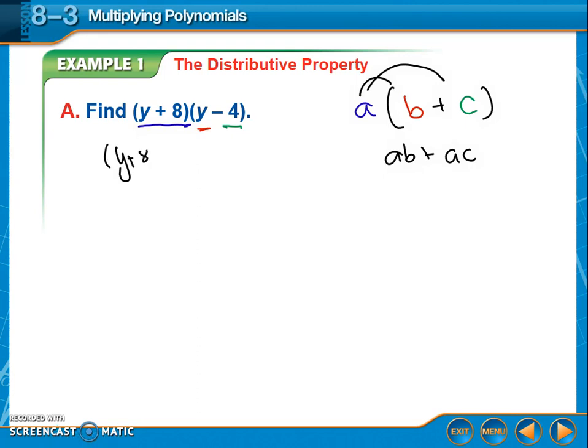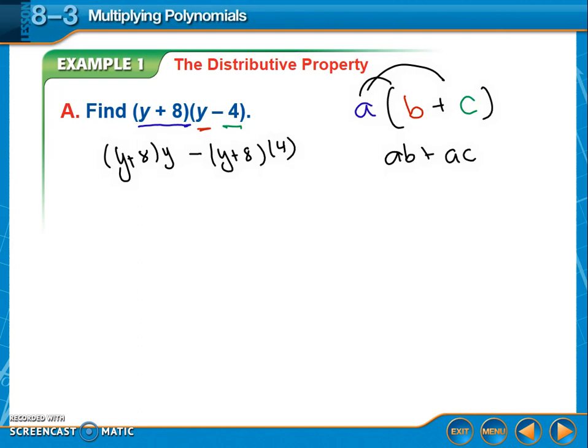I plus A times Y. And then I'm doing the blue times the green. So that's going to give me the negative Y plus 8 times 4. So then I just want to, from here, use the distributive property again.